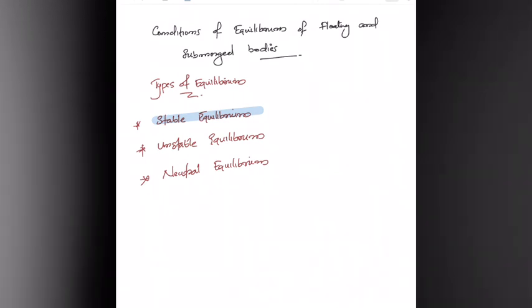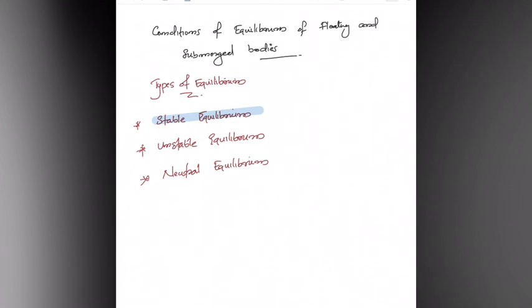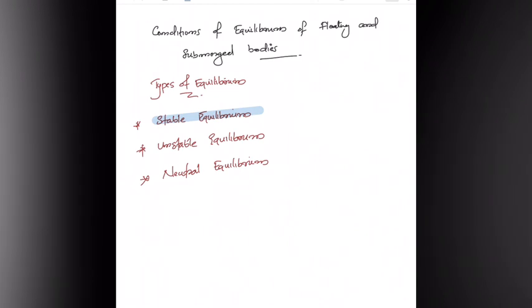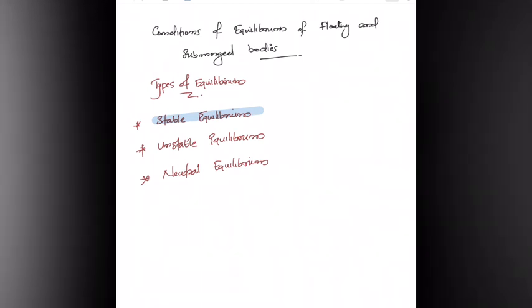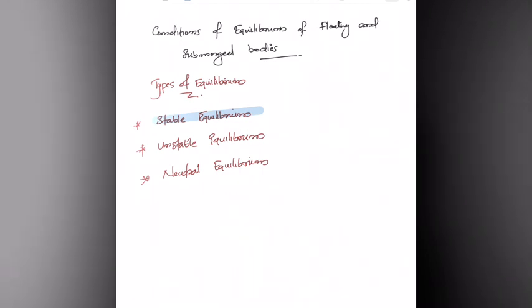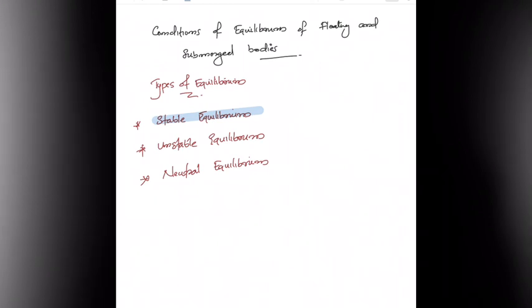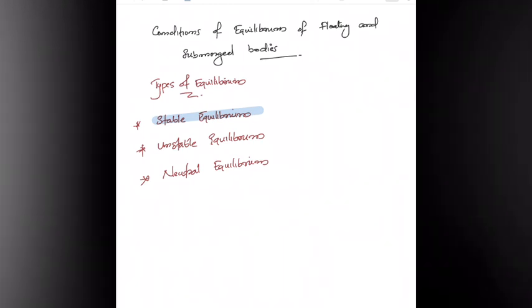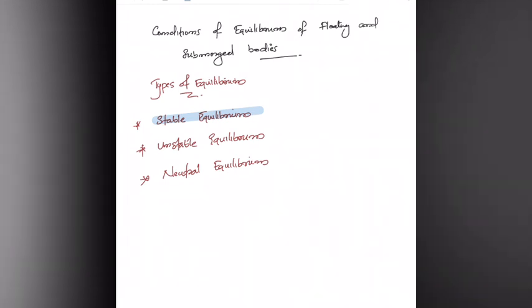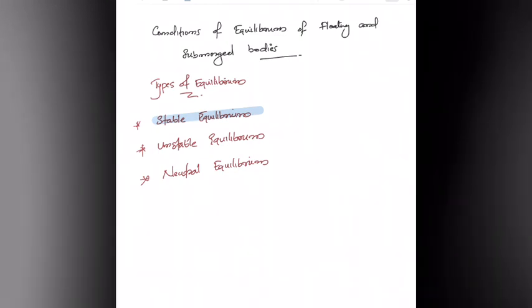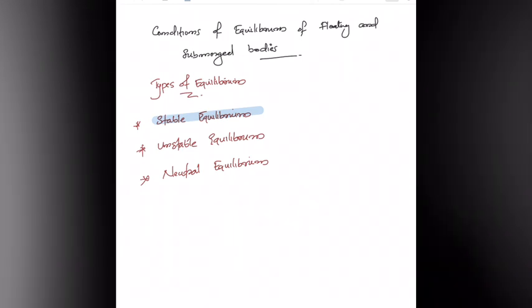A system is said to be in stable equilibrium if, when displaced from equilibrium, it experiences a net force or torque in a direction opposite to the direction of displacement. I wish to tell that once again. A system is said to be in stable equilibrium when it is displaced from its equilibrium and it experiences a net force or torque in a direction opposite to the direction of displacement.